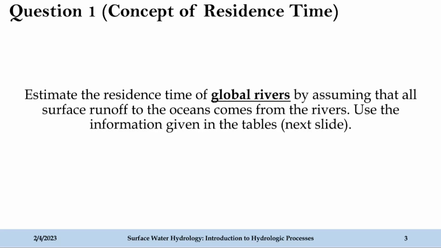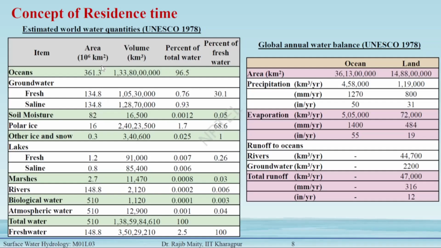So it is a direct assumption for this numerical problem that all the water from global rivers will reach the ocean only via surface runoff. We are ignoring other routes that can lead global rivers to reach the oceans. For example, we are not considering groundwater recharge or groundwater flow towards the ocean. Keeping this in mind, let's see how these tables can be utilized to determine the residence time for global rivers.